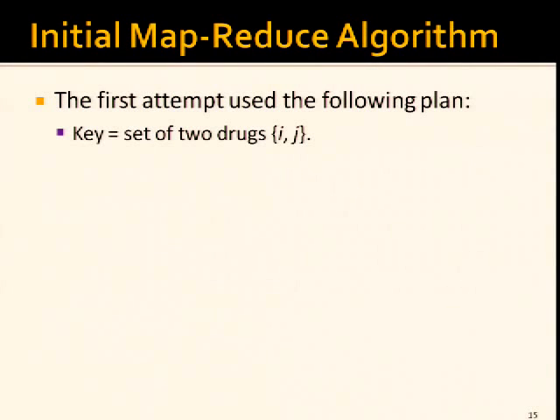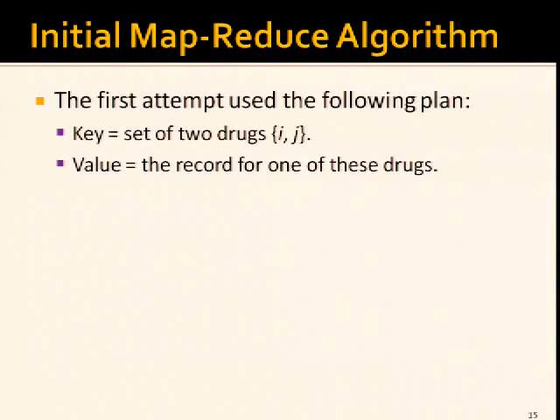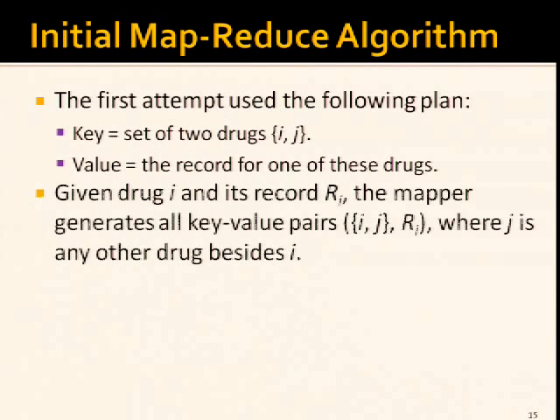So here's what they did. They said the keys are going to be sets of 2 drugs, or ordered lists, technically, since set isn't a type in Java. And the value that each mapper is going to associate will be the record for a drug. Remember, the mapper is only going to get an input of the form, I am drug I, here's my megabyte long record. That's all the mapper gets to see. So it'll generate all pairs of drugs containing the drug that it is responsible for, and the value it will associate with those keys will be the entire record for the drug.